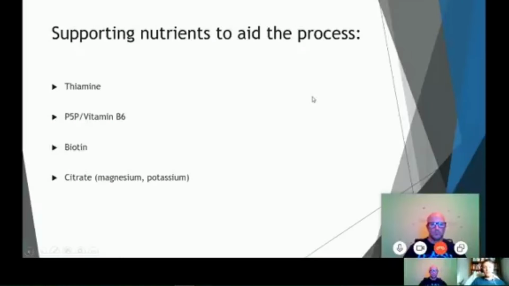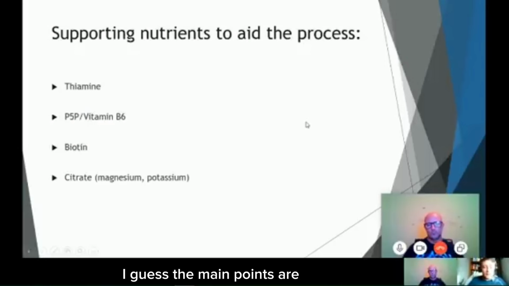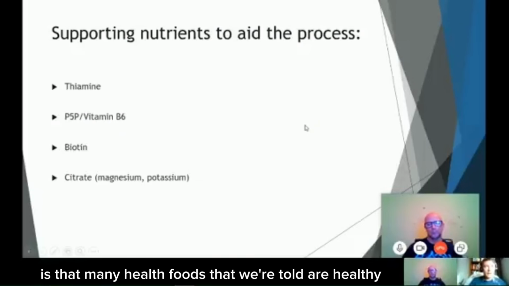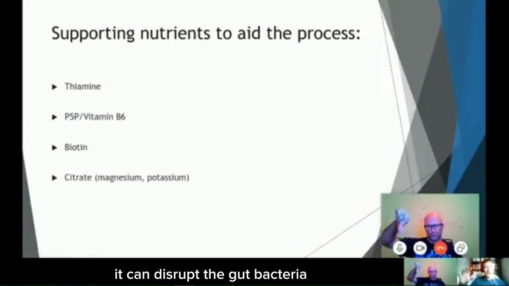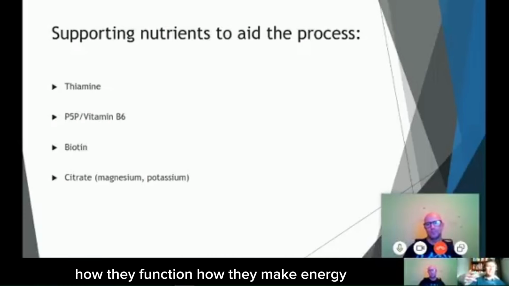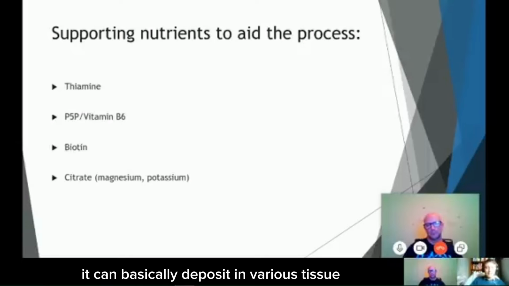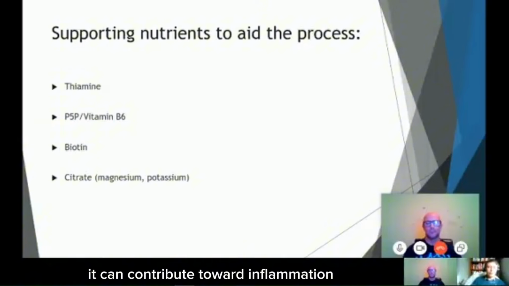Okay, so basically I think that's everything. That's all of the slides. But just to round that up, the main points are that many health foods that we're told are healthy are actually really high in oxalate. Oxalate can disrupt gut function. It can disrupt the gut bacteria. It can mess up the cells, how they function, how they make energy. It can deposit in various tissues and cause mechanical stress. It can contribute toward inflammation. It can contribute toward chronic infection.